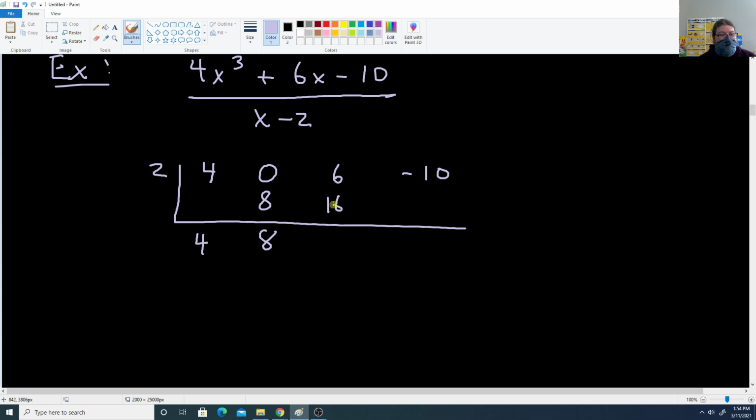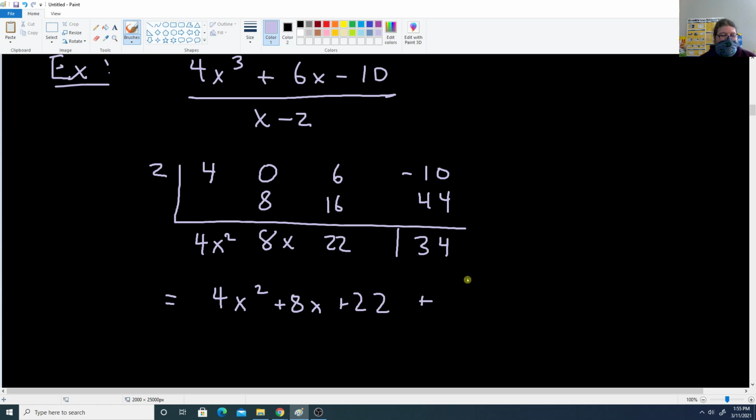6 plus 16 is 22. 2 times 22 is 44. Minus 10 is 34. So this is my remainder. This is no x. This is x to the first power. This is x squared. So my answer will be the quotient x squared plus 8x plus 22 plus the remainder, which is 34, over the divisor, which is x minus 2.